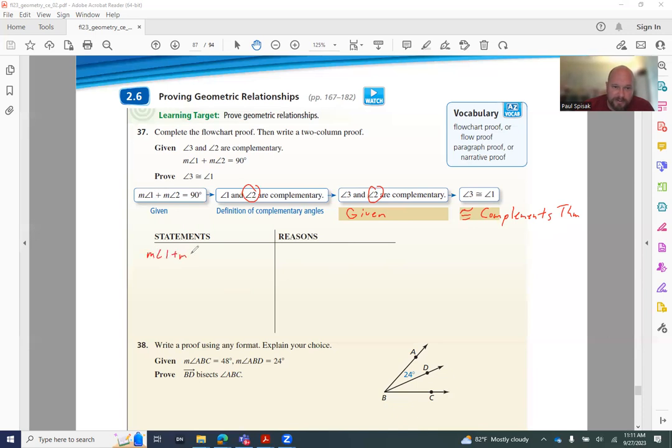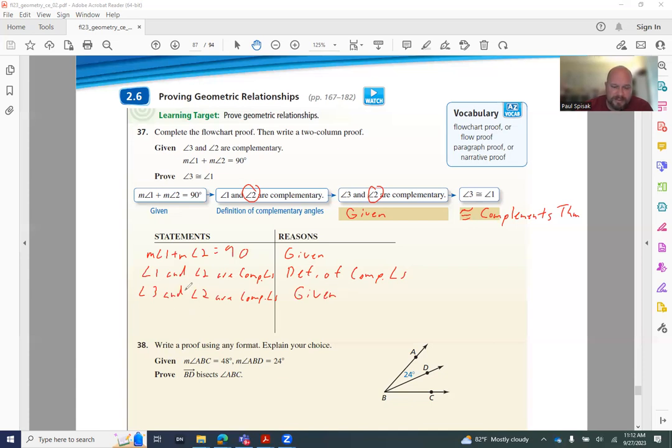Measure angle 1 plus measure angle 2 equals 90. Why? It was given to us. Then angle 1 and angle 2 are complementary angles. Angle 3 and angle 2 are complementary angles. Oh, I forgot to write my reason. This one was definition of complementary angles. This one is given to us, so we have 2 givens.